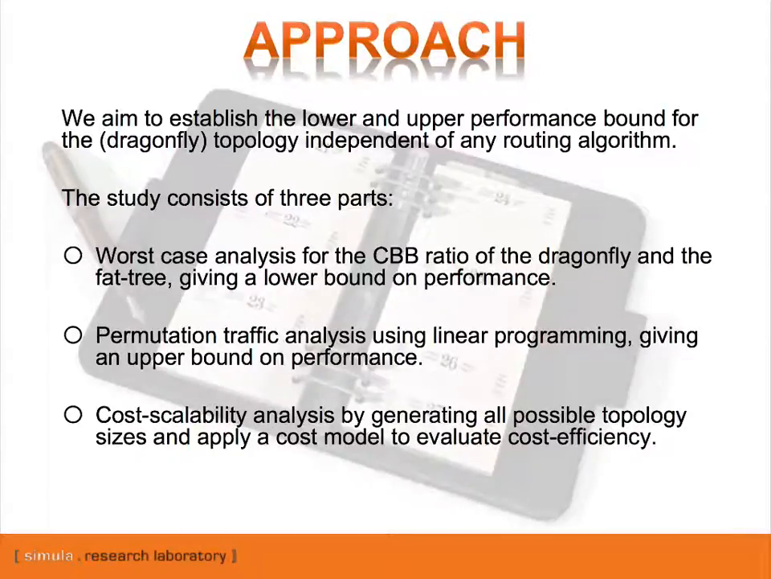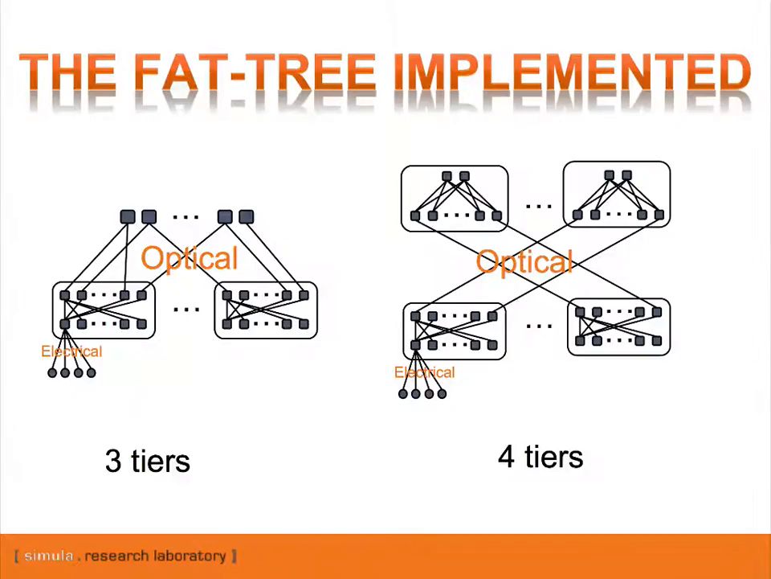So we spent some time on developing some equations for the bisection bandwidth for the Dragonfly. And then we generated a bunch of random traffic patterns and tried to place them on the topology using an LP solver to figure out how well we actually can place them. And this gives us some numbers and some equations we can use to do a final cost and scalability analysis for the two topologies. So first, the fat tree.